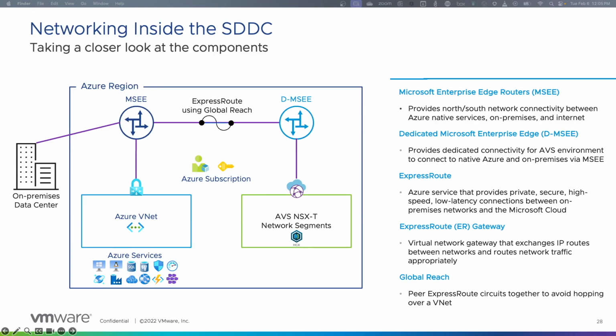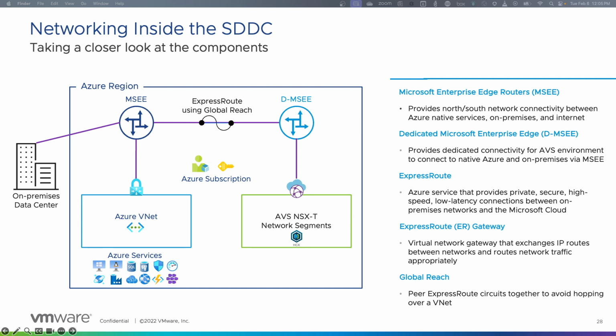I work for VMware by Broadcom, and this video is going to be all about connecting AVS to your on-prem environment. So first, let's talk about the components that make up connectivity between on-prem and AVS. If you already have some Azure footprint, you're probably familiar with the MSEE, which is a Microsoft Enterprise Edge router, and the DMSEE, which is a dedicated Microsoft Enterprise Edge, and the router you get with your AVS purchase.